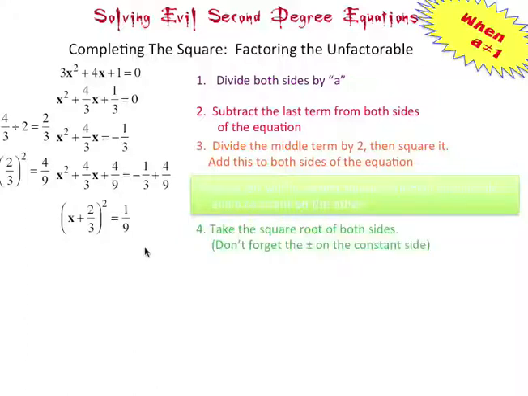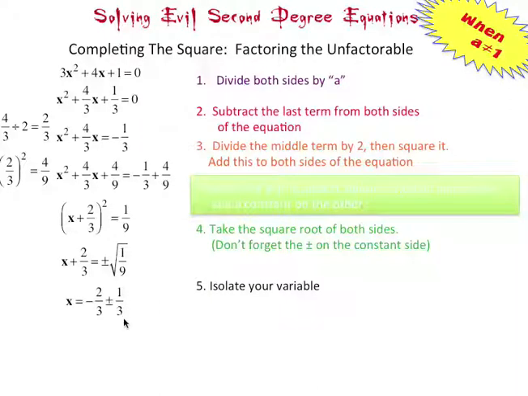Take the square root of both sides, and don't forget the plus minus. So we have x plus 2/3 is equal to plus minus the square root of 1/9. But the square root of 1/9 is going to be 1/3. Okay, so 1 is a perfect square and 9 is a perfect square. All right, so to isolate the variable, subtract 2/3 from both sides. x is equal to negative 2/3 plus or minus 1/3. And this we can totally work out. So negative 2/3 minus 1/3 is negative 3/3, which is negative 1.